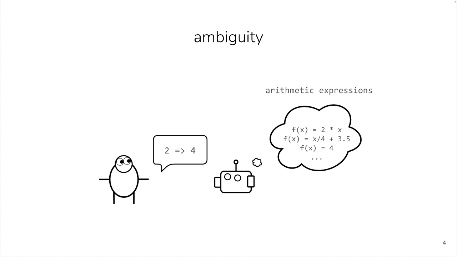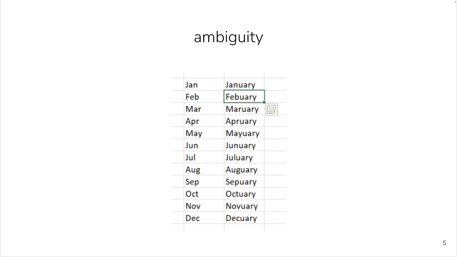An issue of program synthesis, which is a classic problem of synthesis, is ambiguity. Here are some alternative programs that also map 2 to 4, but are unlikely to be the one that the user intended. And this shows up in all sorts of programming by example situations, where you have a program that's literally correct, but unintuitive.